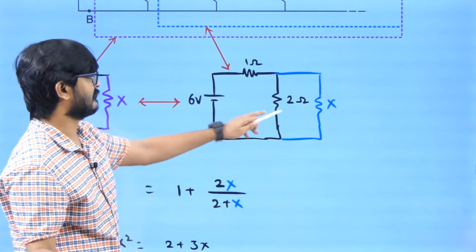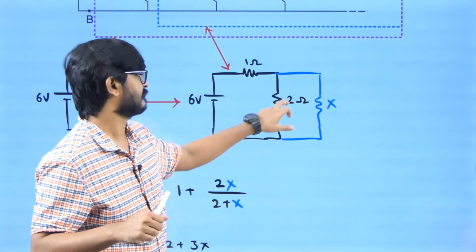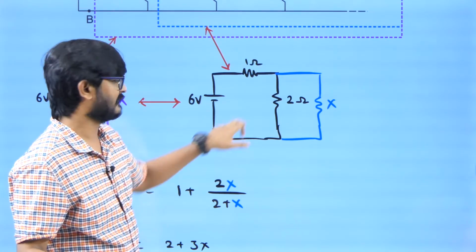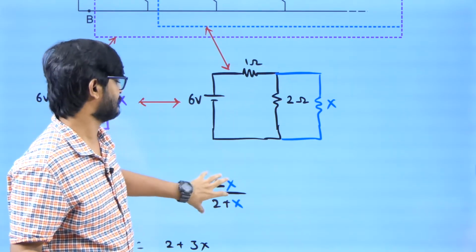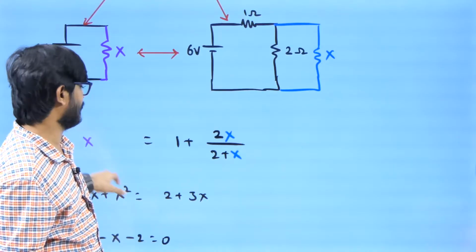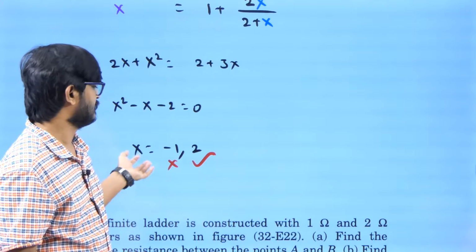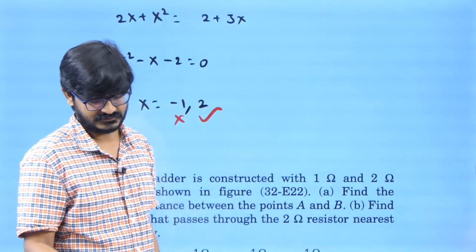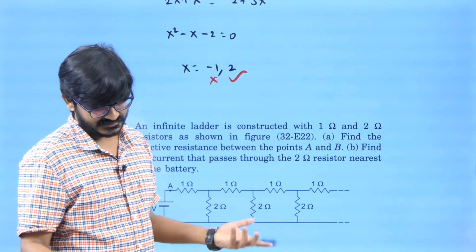Now, what is the equivalent resistance here? 2 into X by 2 plus X. These two are parallel, right? Plus that will be in series with 1. So equivalent resistance of this part is this much. But I know that equivalent resistance must be matching with this one, right? So that must be equal to X. When you solve it, mathematically you will be getting 2 roots, but physically only one makes sense, right?